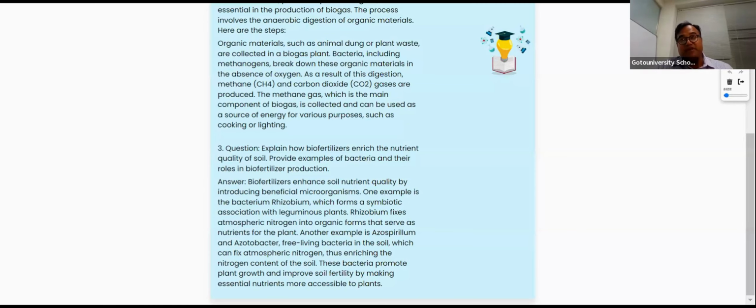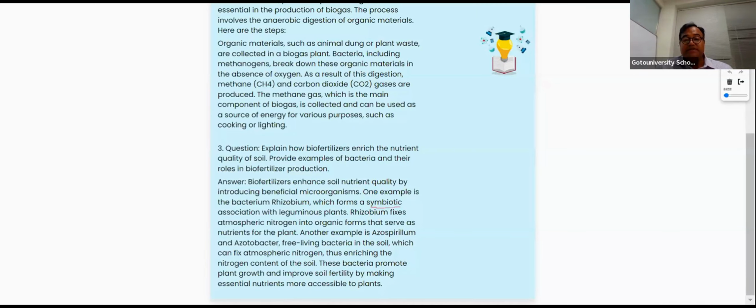If it is a 5-mark question, and if it is 2 marks, one or two examples are enough. If it is 3 marks, explanation. So we explain the answer, then give an example, and then an explanation on the example, right? So why do we use the word symbiotic?